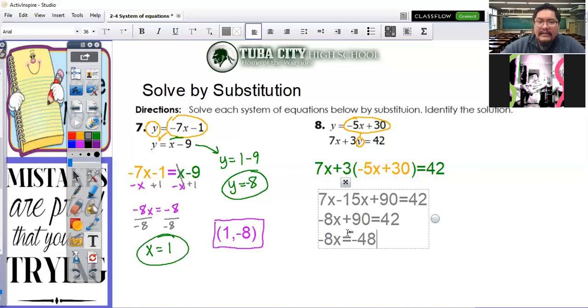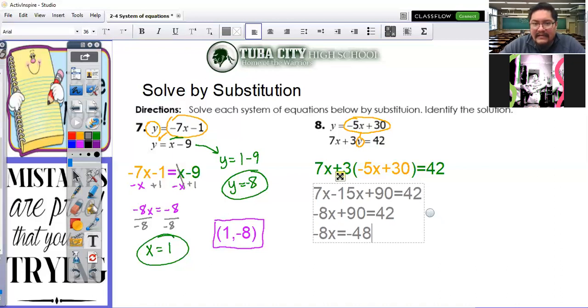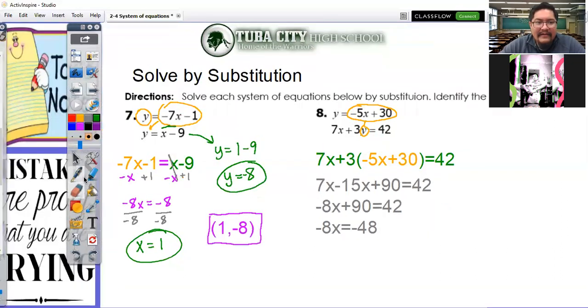Whew. Okay, now from here, and again, this is just basic algebra stuff. This is why I have to make sure you guys are really good at algebra stuff. And then divide both sides by -8.